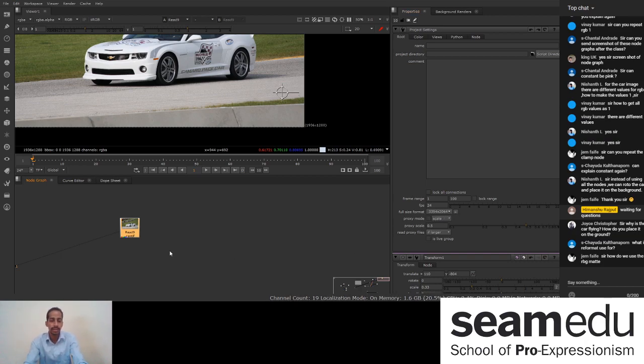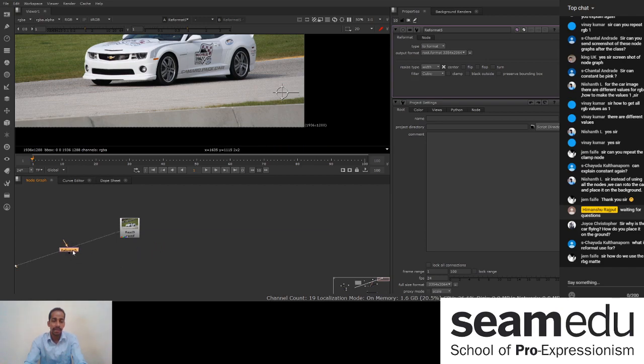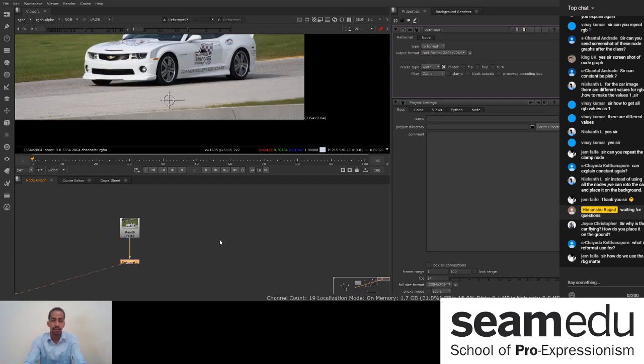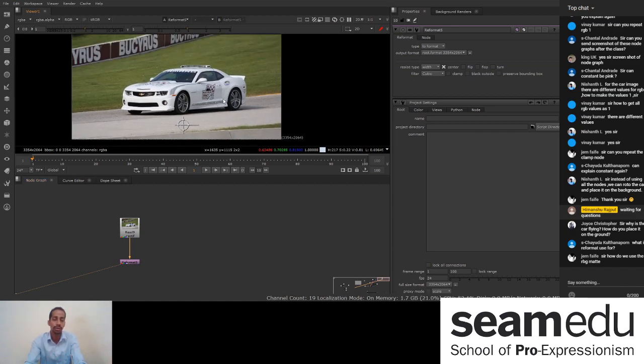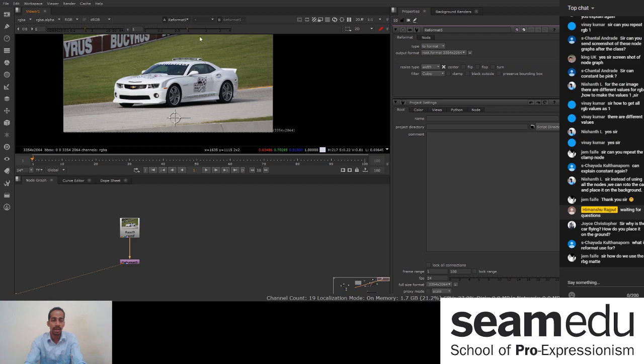What we can do is use the reformat node and connect. And what you will see now, the original resolution of this image was 1936 by 1288, but now after reformatting, it is exactly the same as the project setting. So whenever you have a project setting, and you want to change the format, the resolution, the size of the image according to the project settings, the reformat node is used for that.